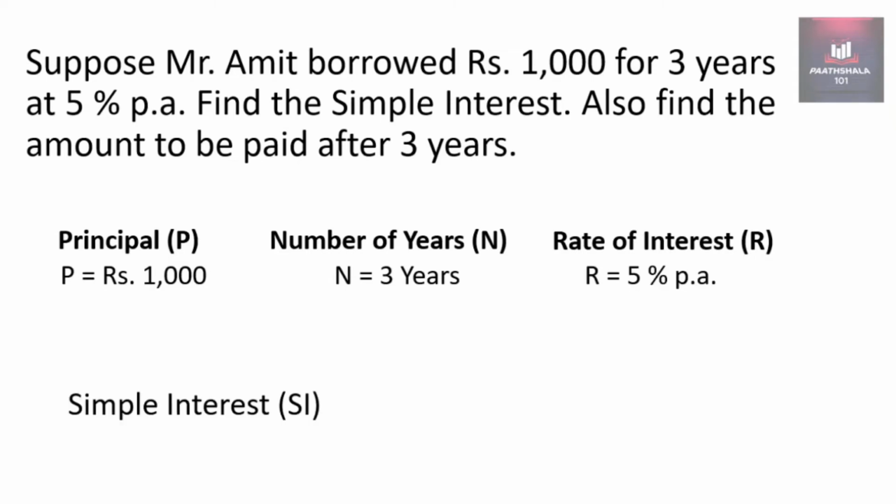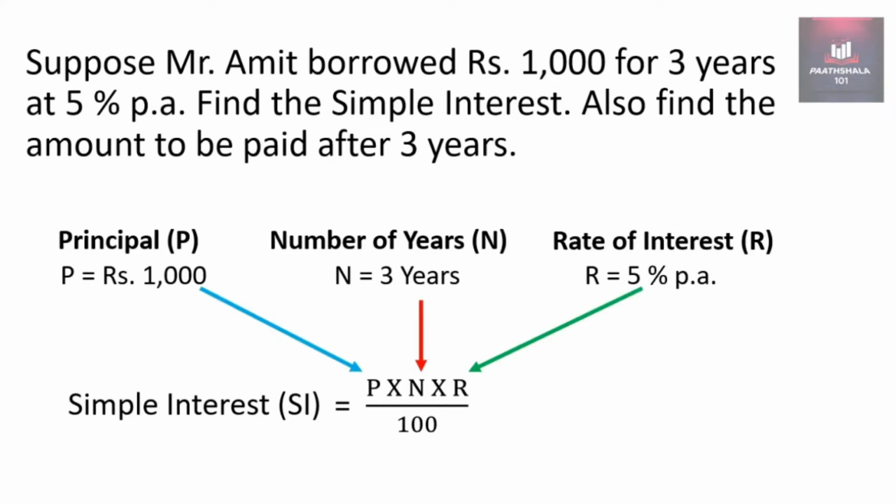So the simple interest will be PNR upon 100. If we substitute the values of P, N and R in this, it will become 1000 into 3 into 5 upon 100. We can eliminate zeros in the denominator with the zeros in the numerator. So it will be 10 into 3 into 5, which comes to rupees 150.